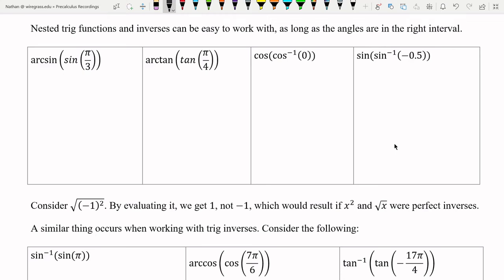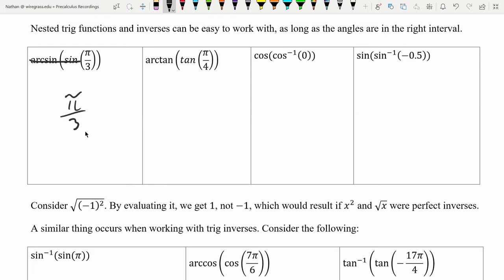When you have nested trig functions, or a function within its inverse, or the flipped version of it, so you have the inverse inside the function, they can be easy to work with as long as the angles are in the right interval. We know arcsine specifically is between the angles negative pi over 2 and pi over 2. Pi over 3 is within that. So that means we can really just get rid of those things. They cancel each other, and our answer is just pi over 3.